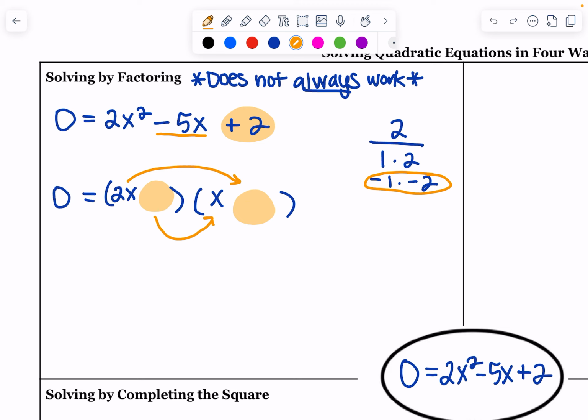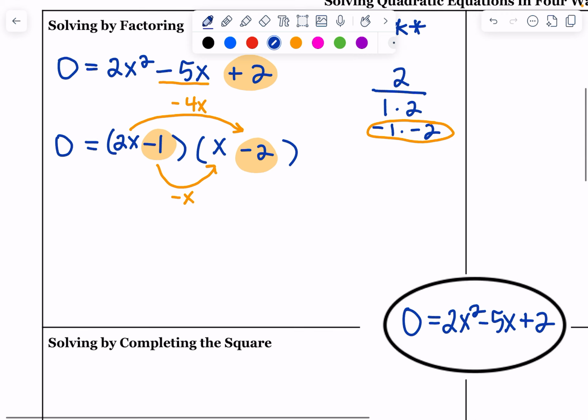So instead, I'm going to put minus 1 here and minus 2 here. When I do that, that top loop becomes negative 4x, the bottom loop becomes negative x, and those do combine to negative 5x. Now that I have my two factors, I'm going to use the zero product property.